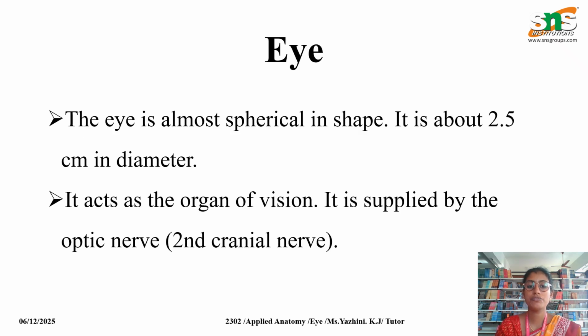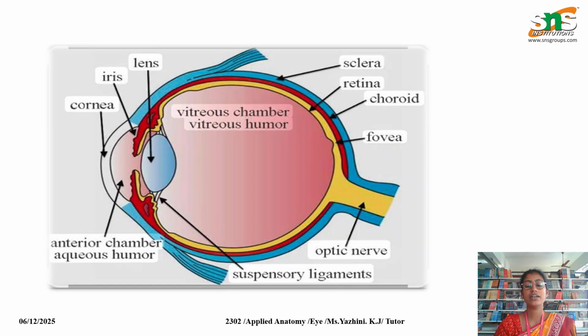We all know that the eye is spherical in shape and about 2.5 centimeters in diameter. It is the organ of vision and is supplied by the optic nerve, which is the second cranial nerve. The eye works like a camera. It captures light, focuses it, and sends visual information to the brain. In nursing, we assess visual acuity, the retina, discharge, and trauma, and educate patients on eye protection. Any damage to the eye can lead to partial or complete vision loss. So anatomical knowledge is very important.